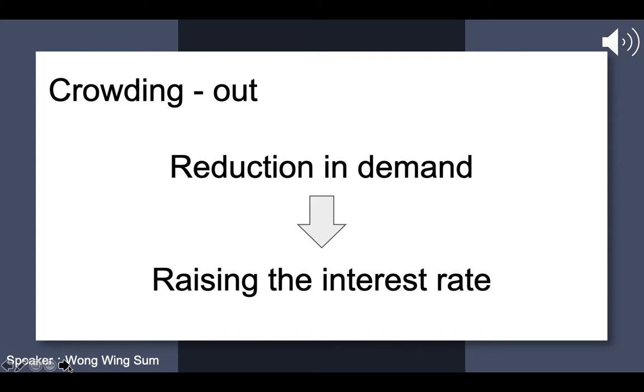Second, I would like to talk about what the crowding out effect is. The crowding out effect is the result when a fiscal expansion raises the interest rate. Although the multiplier effect and crowding out effect both affect the policy, the difference is that the crowding out effect raises the interest rate, but the multiplier effect does not raise the interest rate.